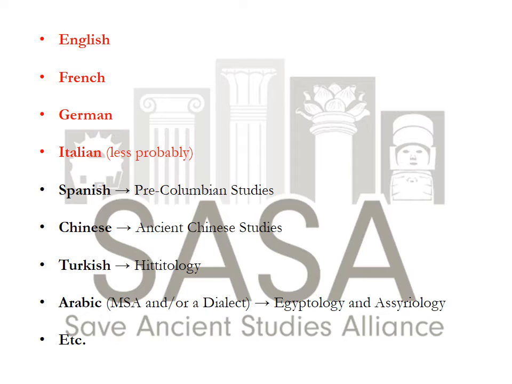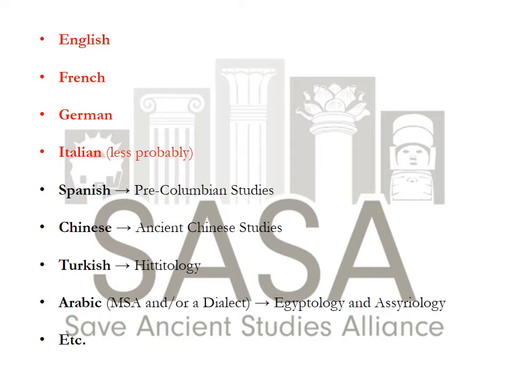Any person involved in ancient studies needs to learn a different number of modern languages, which are normally going to be those used in international scientific communication, that is English, French, German, besides less probably Italian, and another number of languages which are going to change depending on the region we are researching.